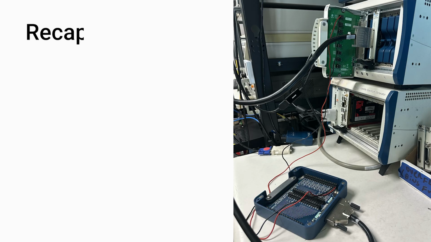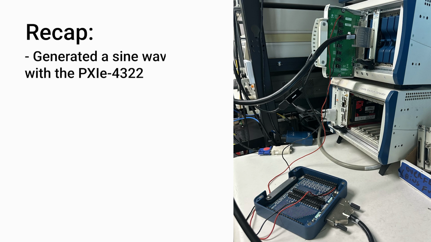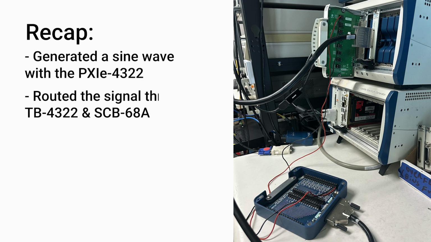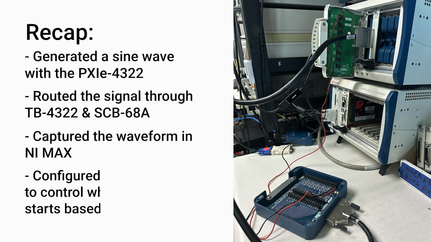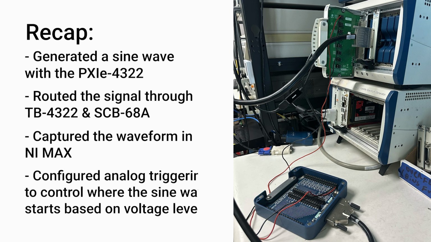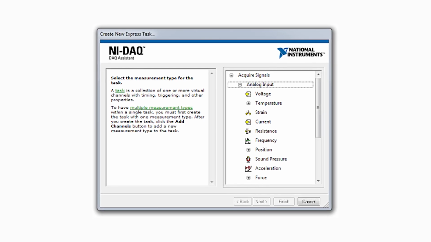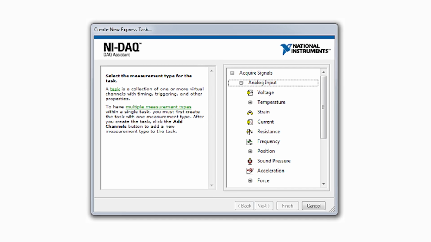To recap, we successfully generated a sine wave using the PXIe-4322, routed the signal through TB-4322 and SCB68A to the PXI-6251, captured the waveform in NI-MAX, and configured analog triggering to control where the sine wave starts based on voltage level. Triggering is an essential tool for synchronizing signals, reducing measurement noise, and improving test precision. This concludes our tech tutorial on DAQ task triggering.